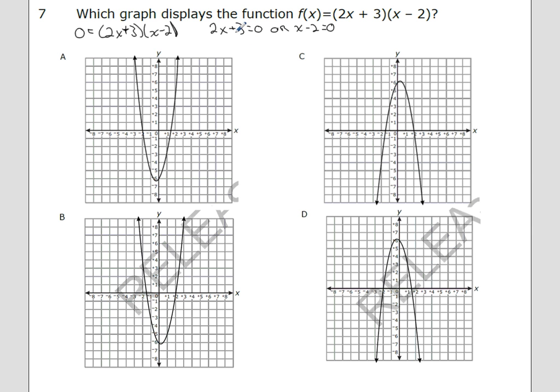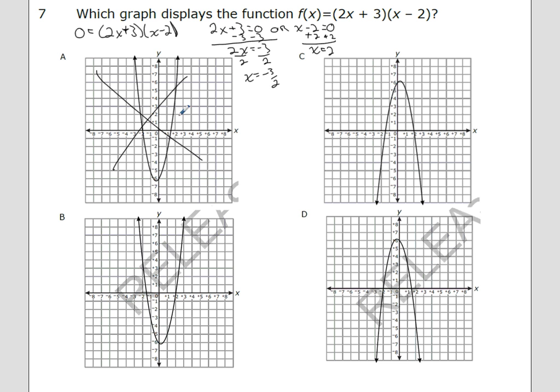All right, so I subtract 3 from both sides in this one. So I get 2x is equal to negative 3. Divide both sides by 2. And I get x is equal to negative 3 halves. That's one of my zeros. The other one I'm going to add 2 to both sides in this equation. And I get x is equal to 2. That's my other 0. So I'm looking for a graph that has zeros at x equals negative 3 halves and x equals 2.